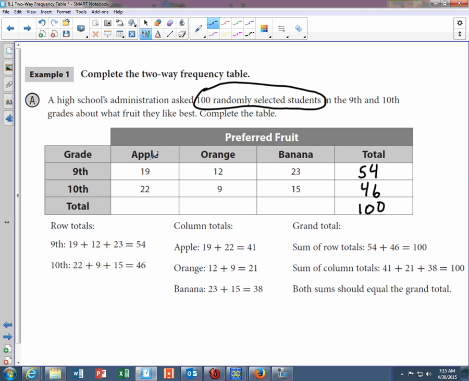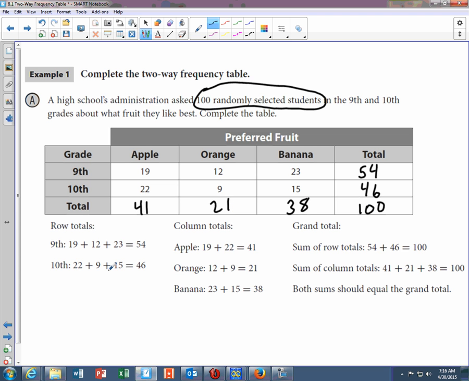Now let's see how many kids chose Apple. Well, 19 and 22 is 41. 12 and 9 is 21. And 23 and 15 is 38. And when I add 41 plus 21 plus 38, it has to total 100.